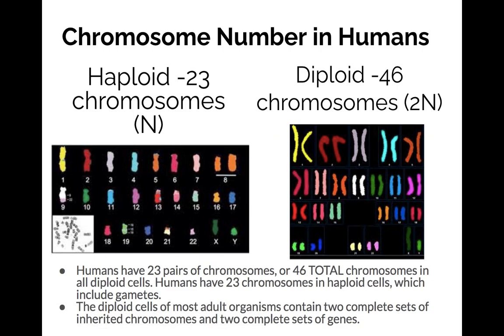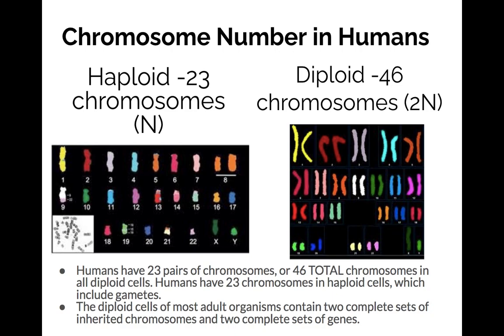So here's an example: we are humans, right? Our haploid number is 23 and our diploid number is 46. We know that humans have 23 pairs of chromosomes, or 46 total chromosomes in all of their diploid cells. Humans have 23 chromosomes in haploid cells, which include our gametes, and we're going to find out that gametes are sex cells.